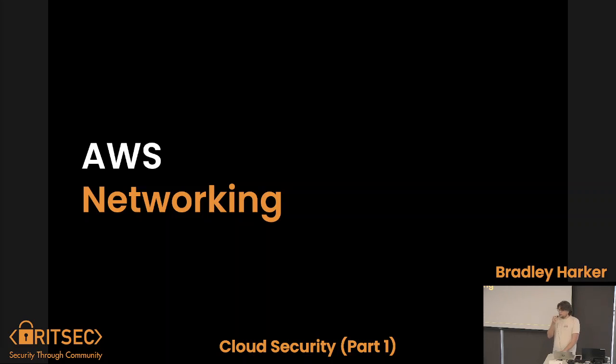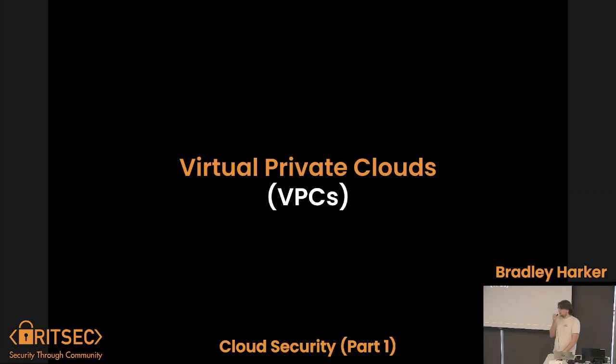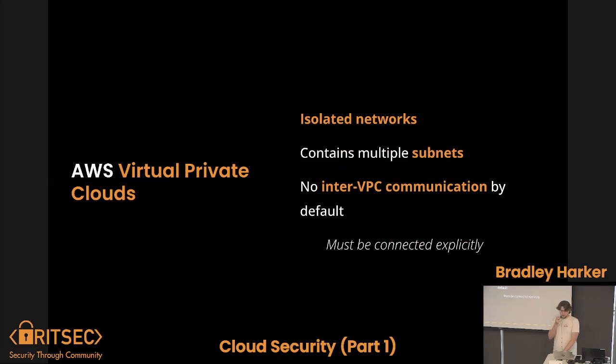So let's talk about networking. Networking in the cloud is a little bit complicated. So we are going to talk about something called virtual private clouds, or VPCs. This is a term that kind of gets thrown around. And especially me, I kind of knew what it meant, but I didn't really. But really, it's pretty simple. It's just an isolated network.